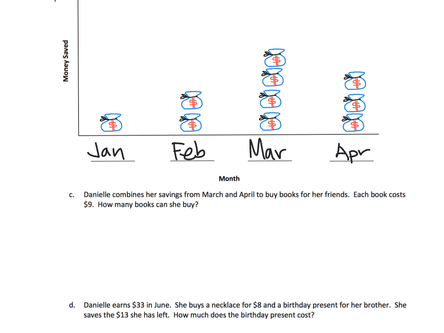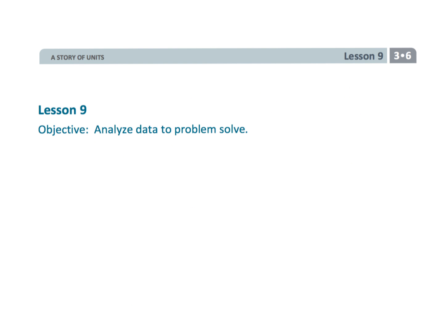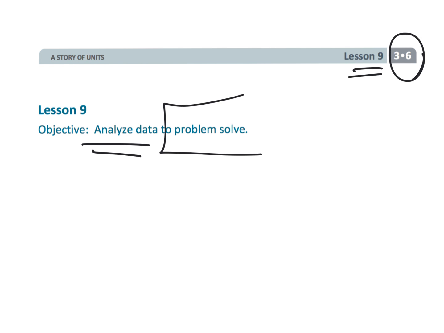How awesome is that? And that wraps up 3rd grade Module 6, Lesson 9. Students were taking the data, they made a picture graph, and then they used that picture graph to answer some questions.